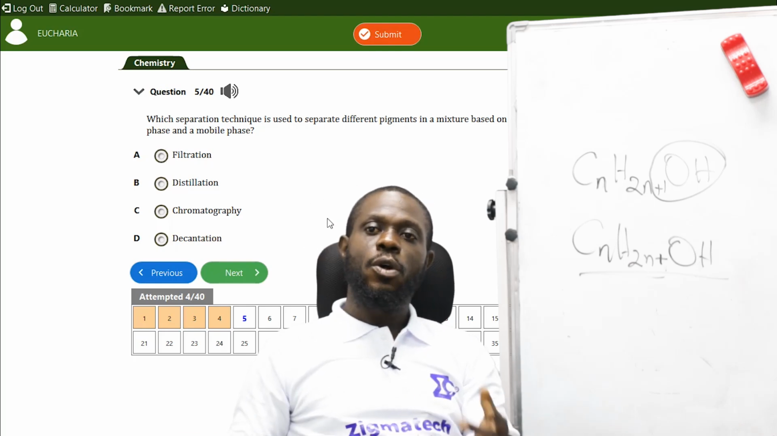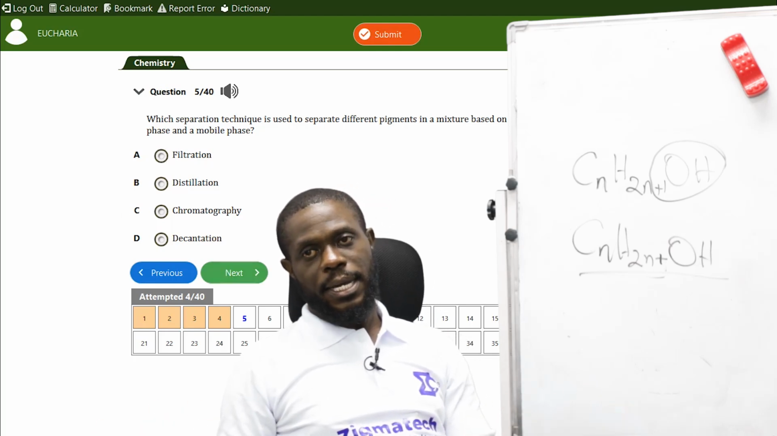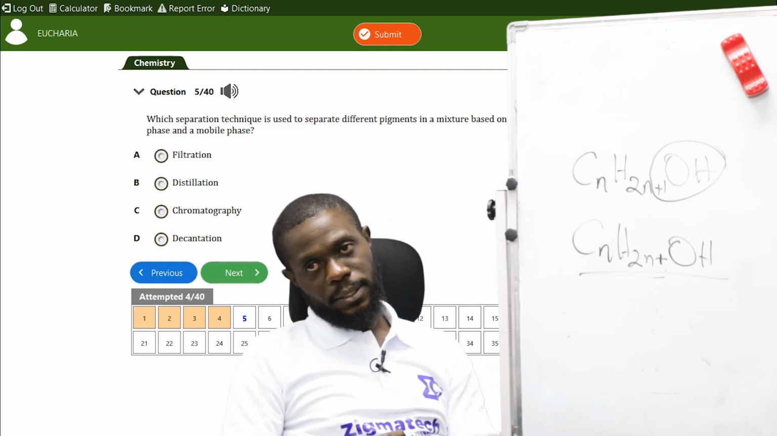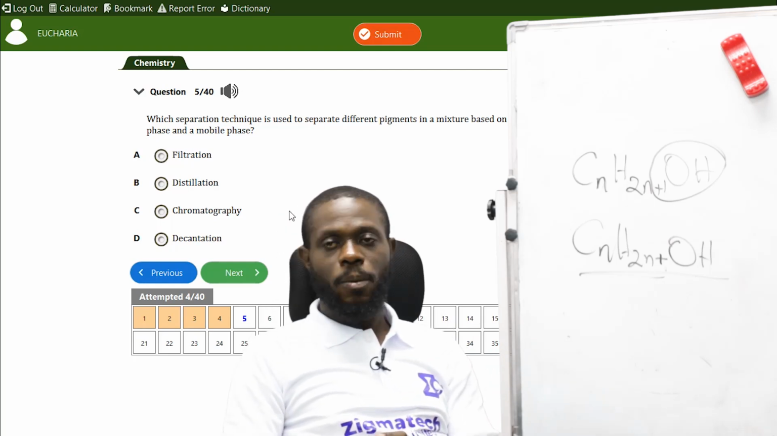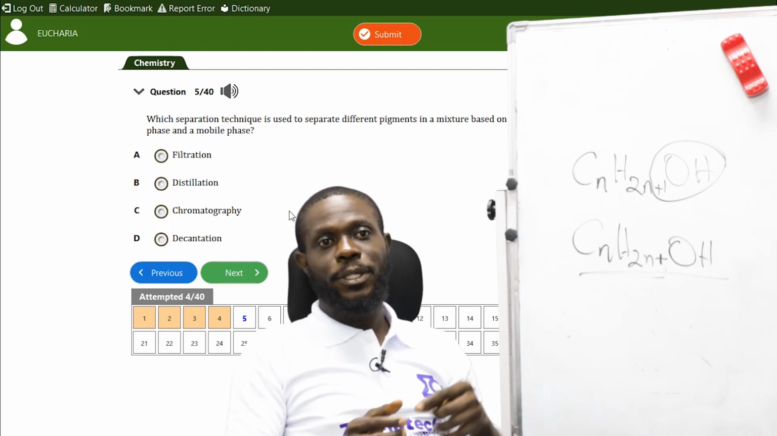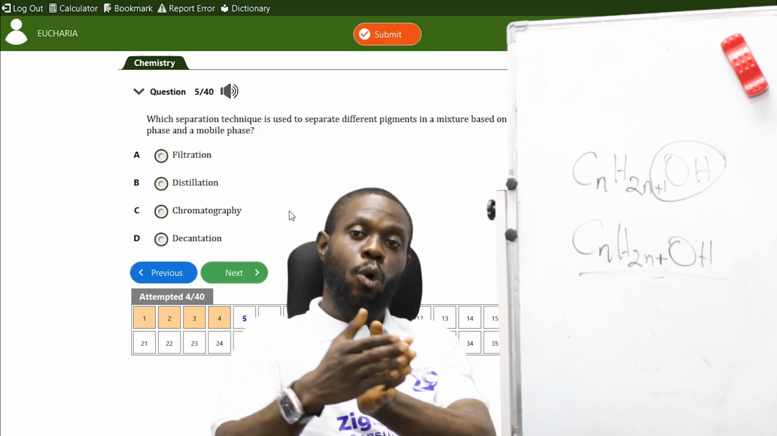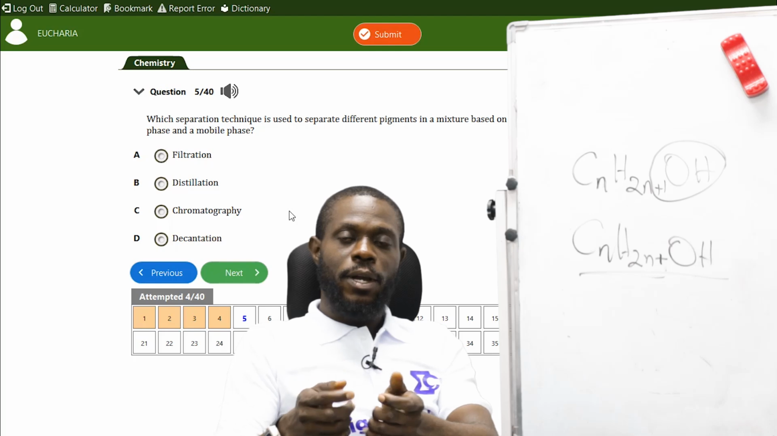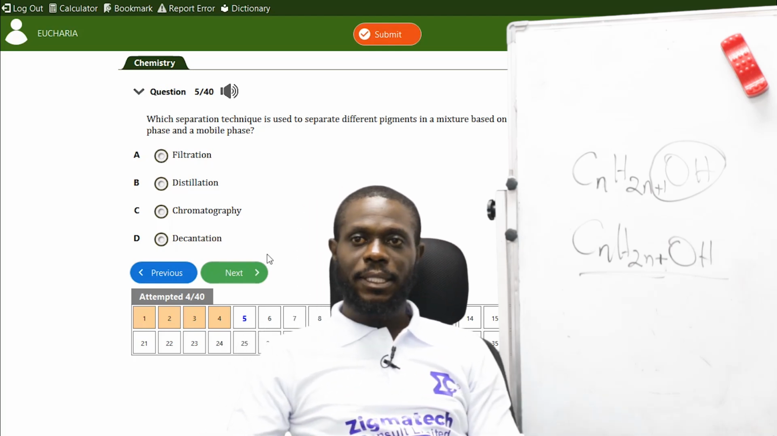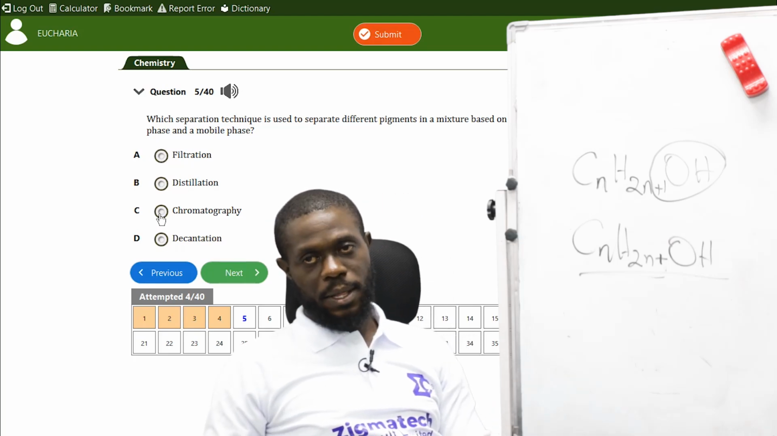So, looking at chromatography, chromatography is used to separate pigments, colors. In the separation of chromatography, films are formed when they are separated. When we used to snap pictures in those days, the pictures first appear in a film, a negative film. Then we wash the film for it to come out as a normal picture. That process is called chromatography. So the answer for question 5 is chromatography.